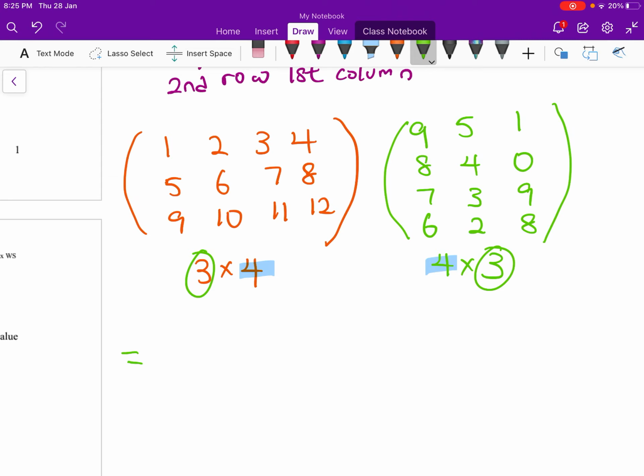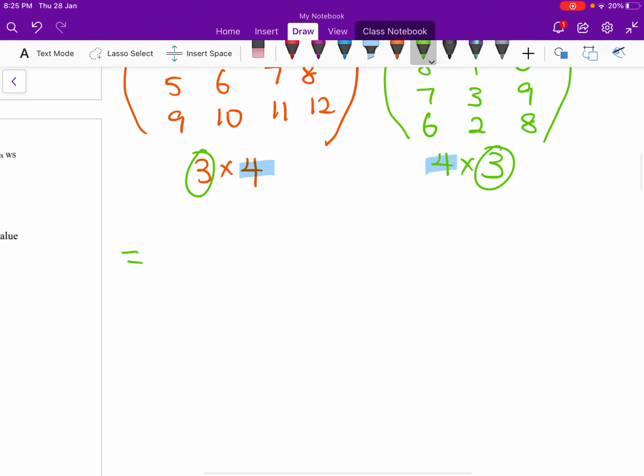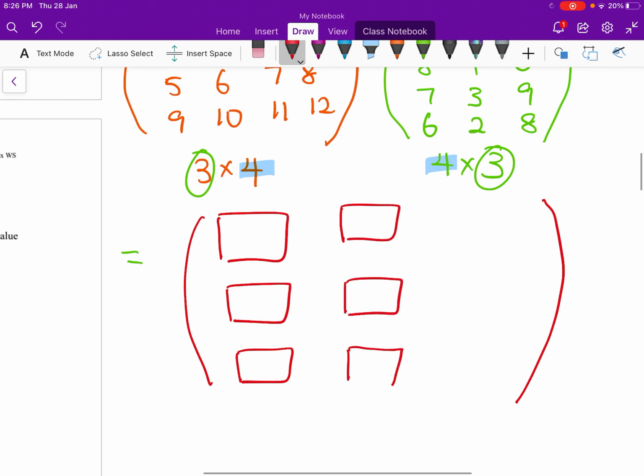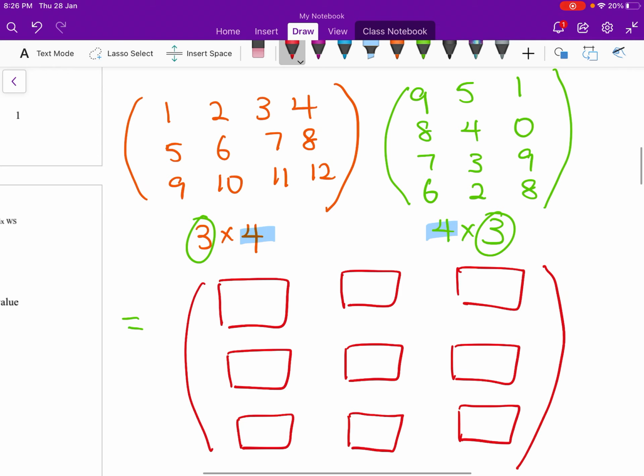Okay, so same thing. Let me draw the bracket first. Okay, so 3 by 3, right? So 3 rows and 3 columns. So just put all the squares. Okay, so this is 3 by 3. Okay, so the first square will be first row, first column.